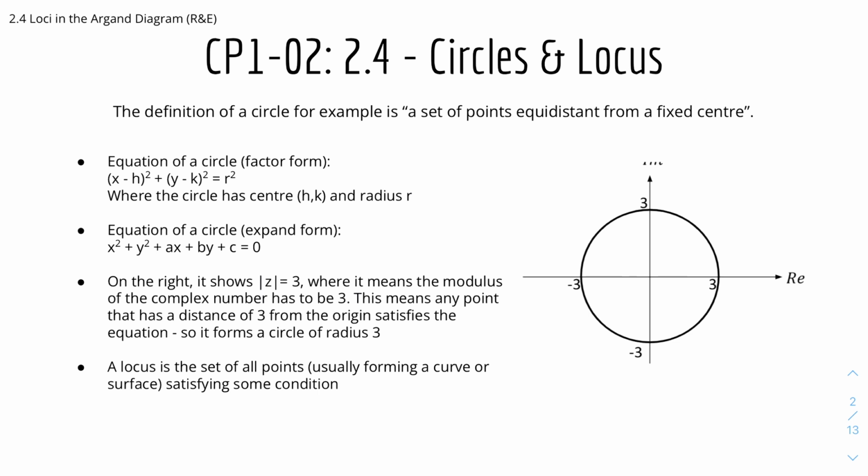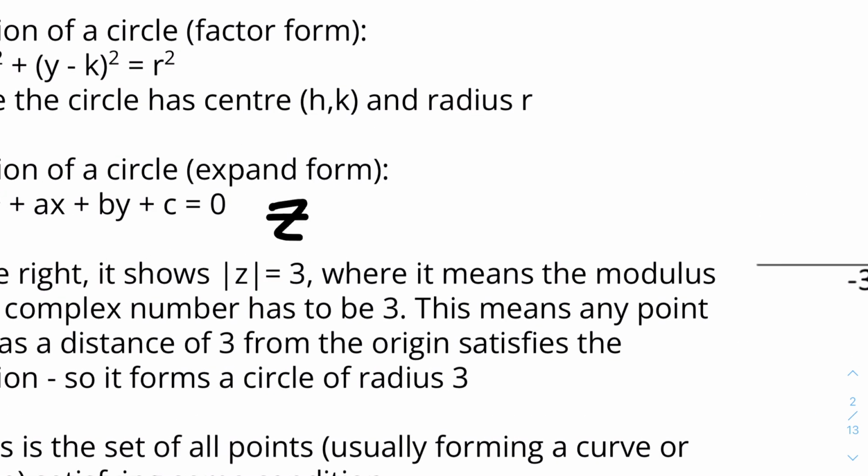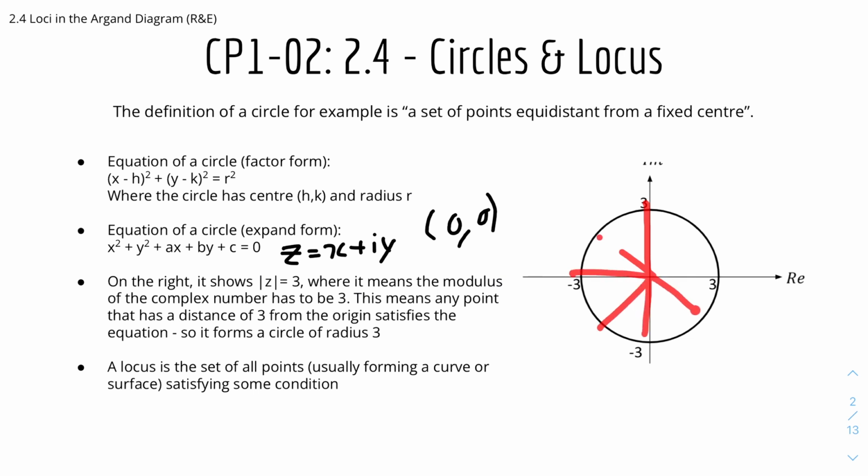So what it means is that we know z, the most basic complex number, is in the form z equals x plus iy. And if you were to let z be the origin, 0, 0, then any point that has a distance of 3 away from the origin will form a circle. For example, this is 3, 3, 3, 3, because they are all the radius. Therefore, it forms a circle, and we call this a loci.